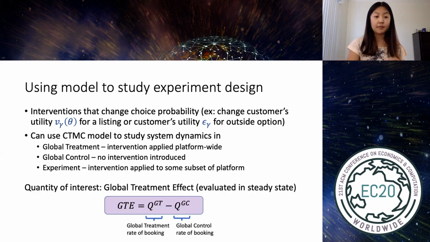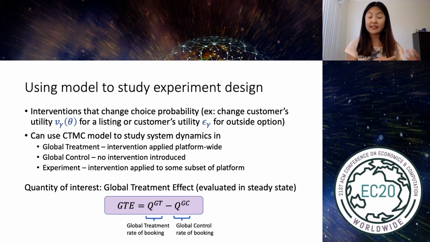The thing that we want to estimate is the global treatment effect, which is just the difference in the rate of bookings between global treatment and global control. Now, one thing to note here is that a platform in reality can only see one of these 3 different worlds at a time. And so what they'll do is they'll run an experiment, be in the experiment world, and then try to use these observations to estimate what would have happened in global treatment and global control.